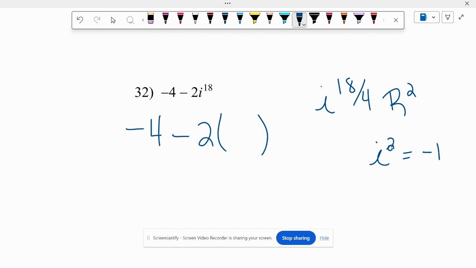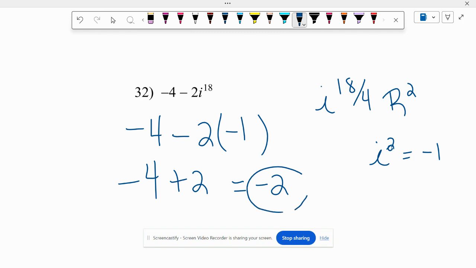i squared is negative 1. So I really have negative 2 times negative 1. And negative 2 times negative 1 is? Okay. What is negative 4 plus 2? Yeah, so this final answer is just negative 2.